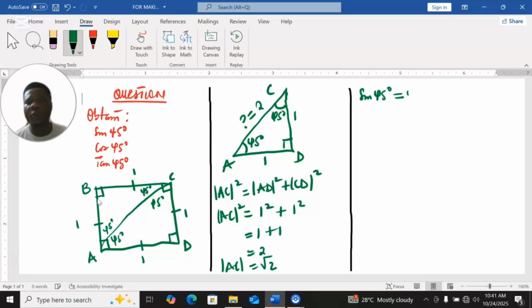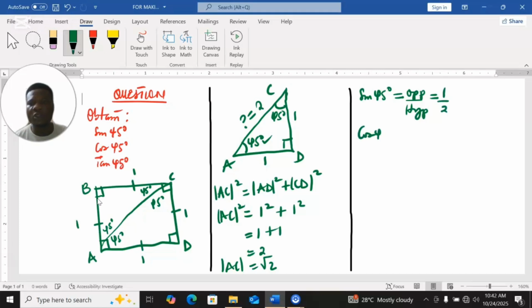Sine of an angle is opposite over hypotenuse. Okay? So opposite in this case, to any of the 45, you can pick any of the 45 degrees. So if you pick this one here, opposite to 45 degrees is 1, hypotenuse is root 2. So it means sine 45 degrees is 1 over root 2.